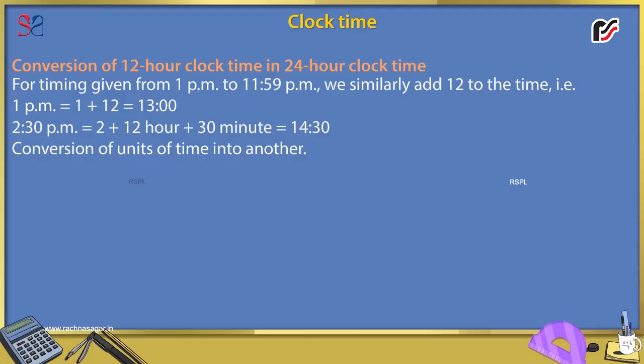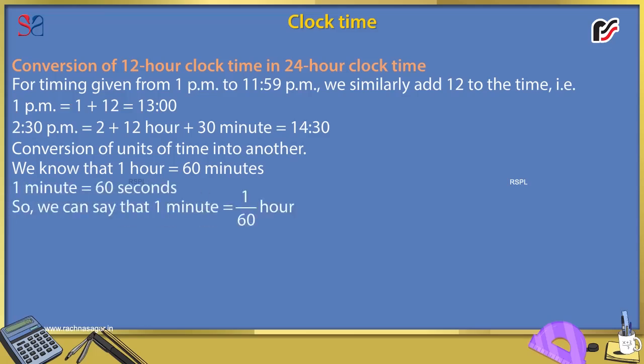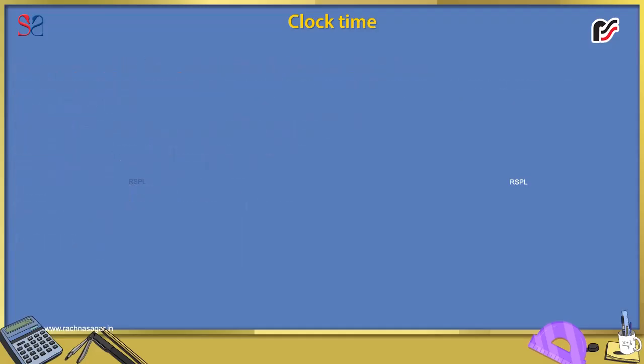Conversion of units of time into another. We know that 1 hour is equal to 60 minutes, and 1 minute is equal to 60 seconds. So we can say that 1 minute is equal to 1 by 60 hour, and 1 second is equal to 1 by 60 minute.